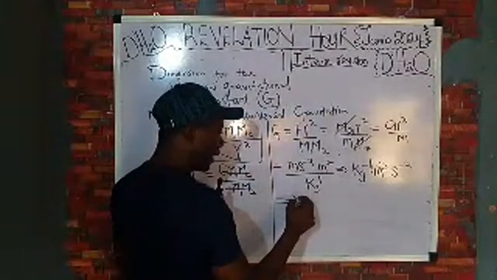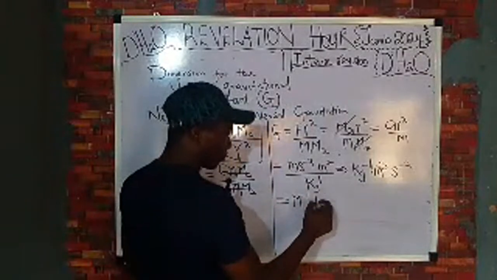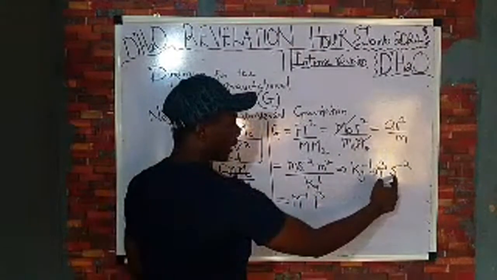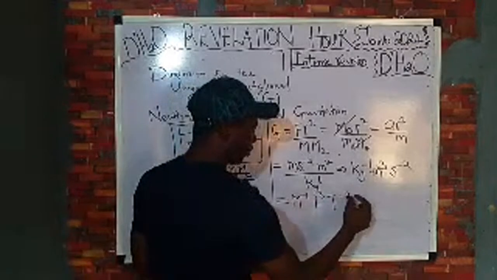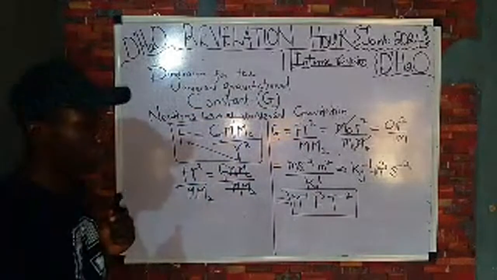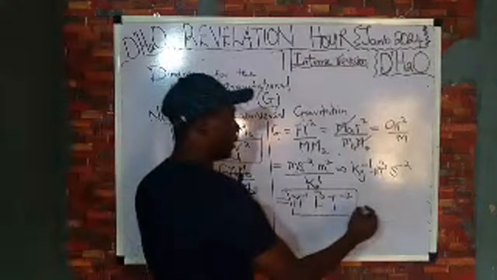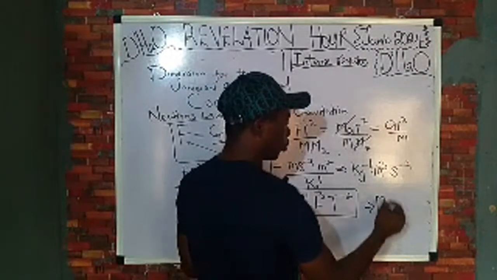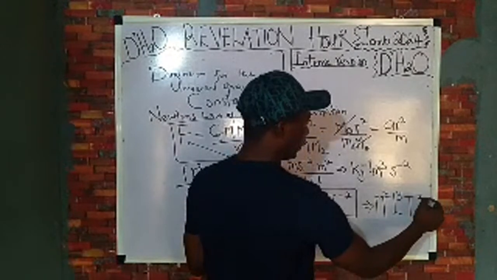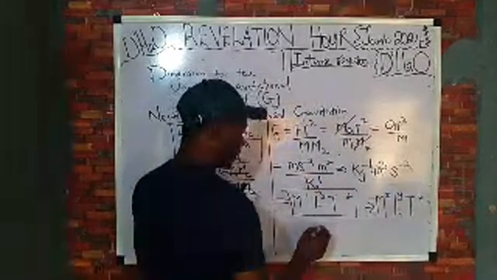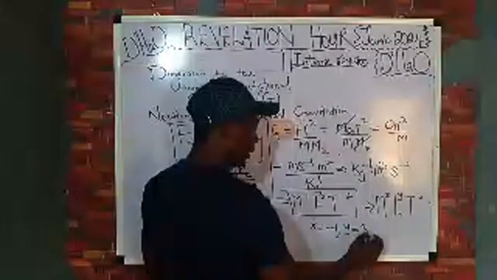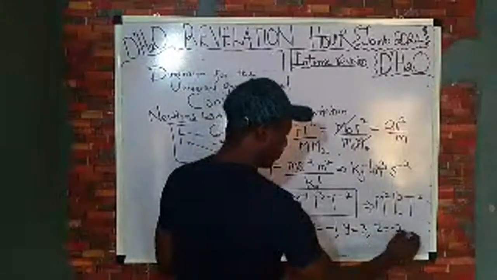dimension is now what? M raised to the power of minus 1. Meter is length, so L raised to the power of 3. And seconds, it will be what? T raised to the power of minus 2. Take note of this. This is the dimension for the universal gravitational constant. If I compare this to an equation where I have M raised to the power of x, L raised to the power of y, T raised to the power of z, I can say that x is equal to minus 1, y is equal to 3, and z is equal to minus 2.